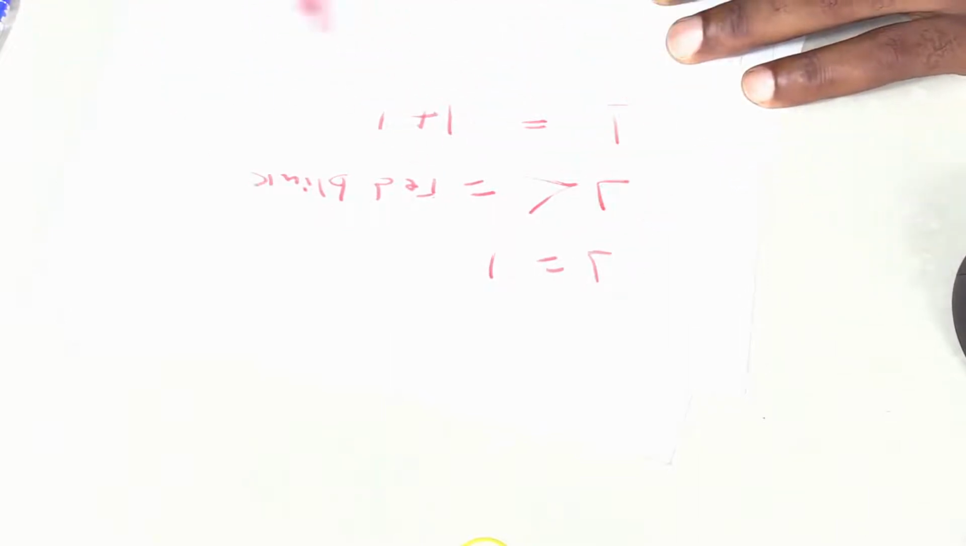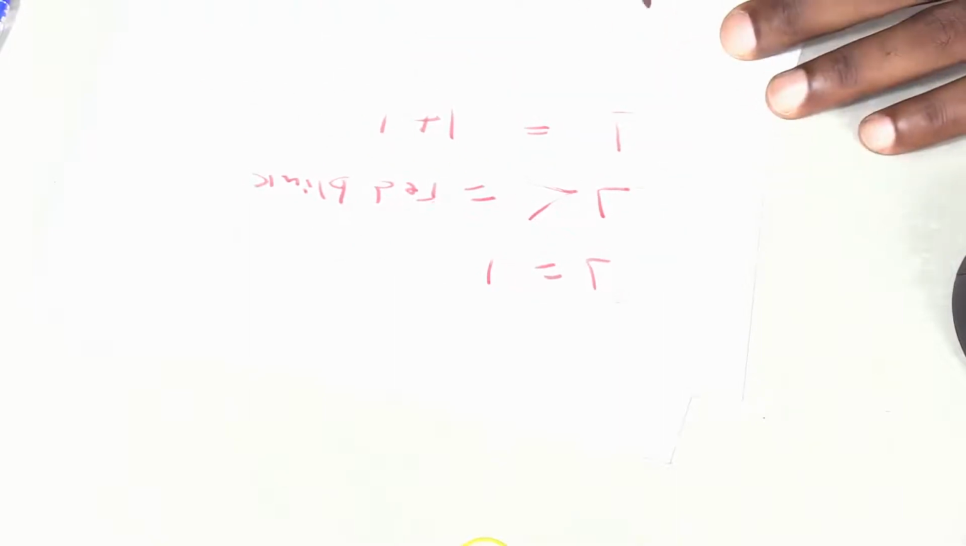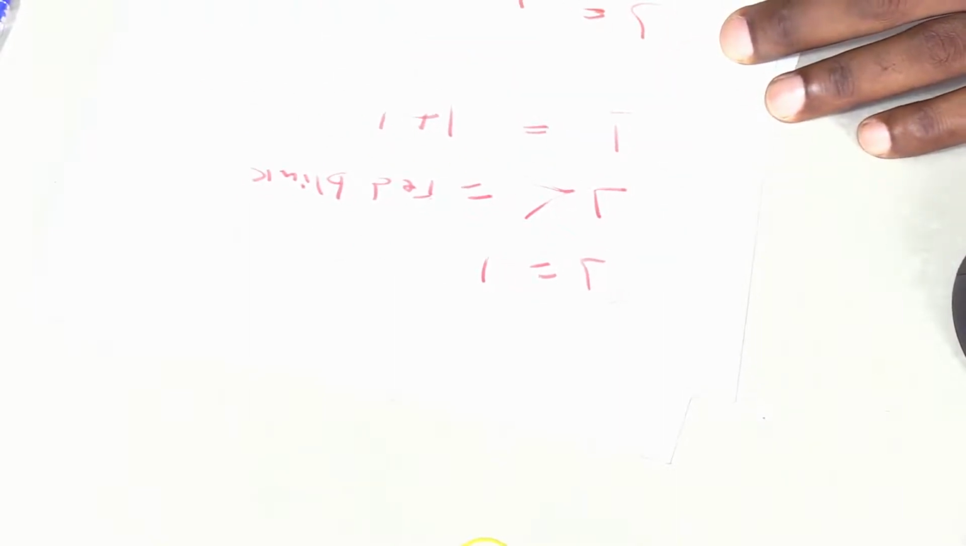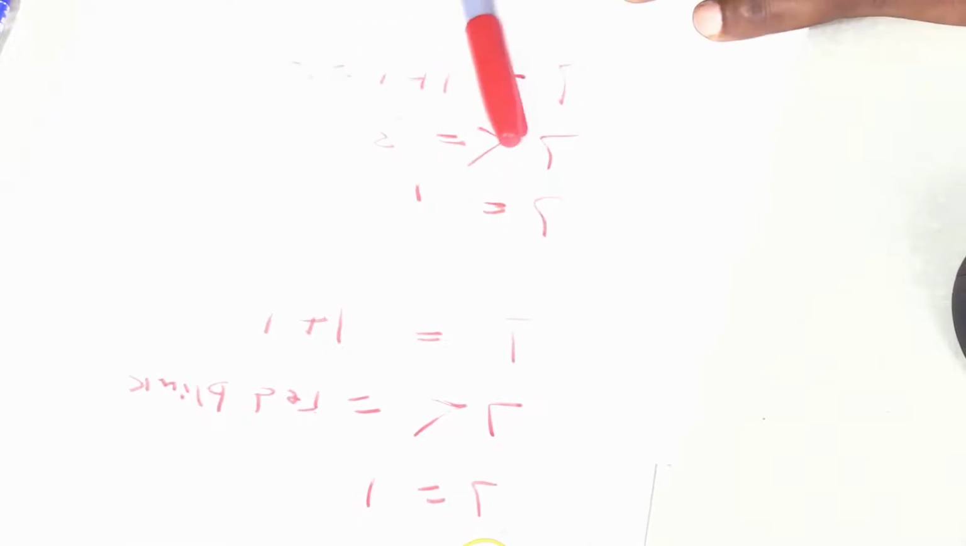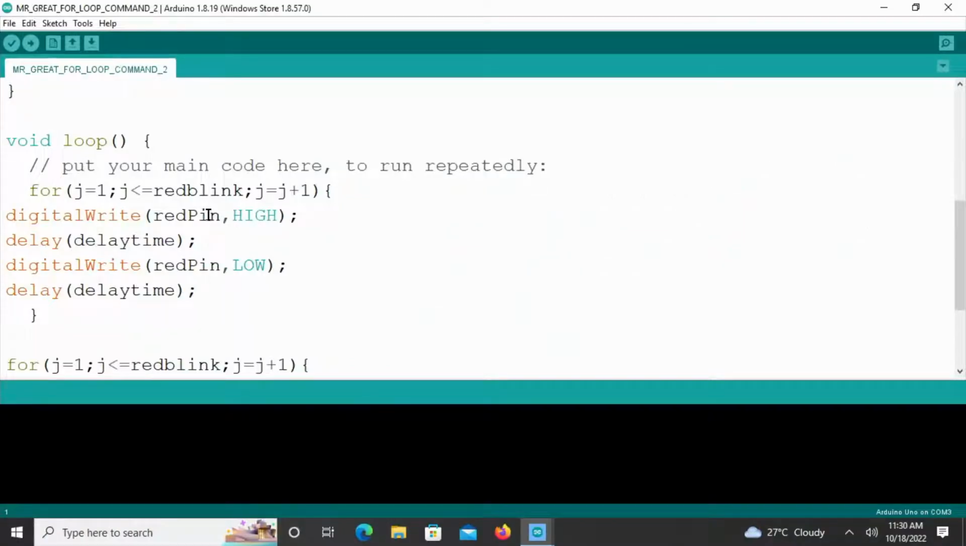So let's write this and say, okay, J is equals to 1. J is less than or equals to redBlink, which is 3 times. Which is 3. Okay. And J is equals to 1 plus 1, which is equals to 2. Very good. So let's go back to the program and let's see how it works. Okay, so that is it.